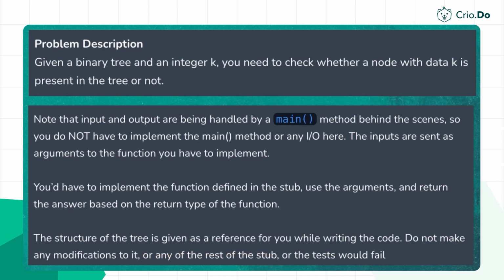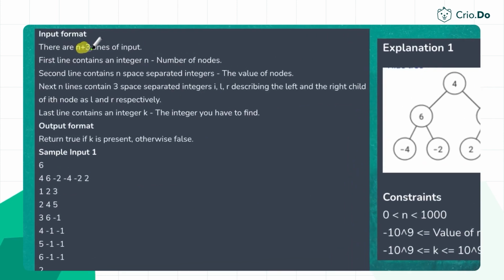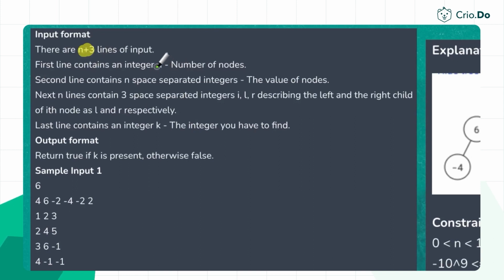Okay, so let's actually try to understand the problem statement using one example. The input format will have n plus 3 lines. The first line will contain the number of nodes. So in this sample input, we are given 6 nodes. Then the second line contains n space separated integers, that is 4, 6, -2, -4, -2, +2. So these are the nodes in the binary tree.